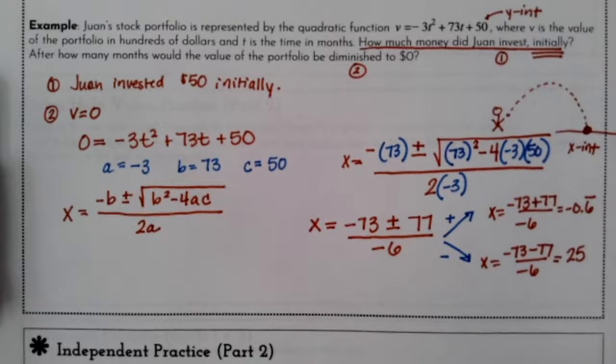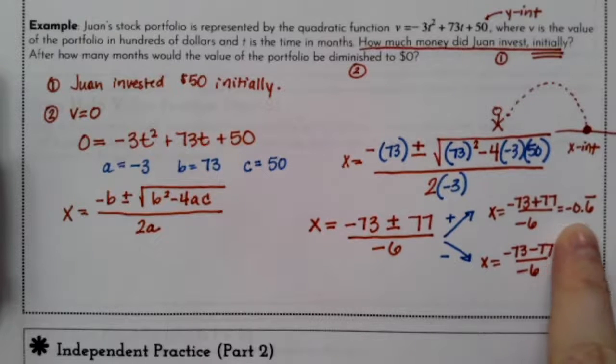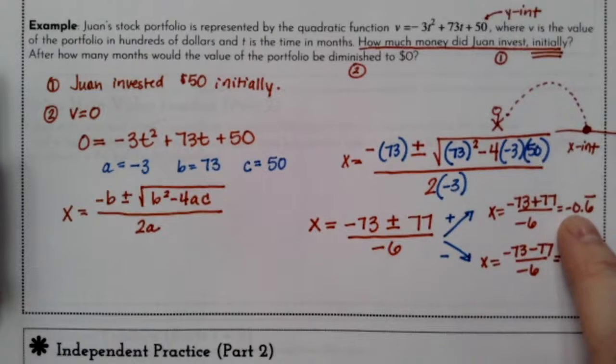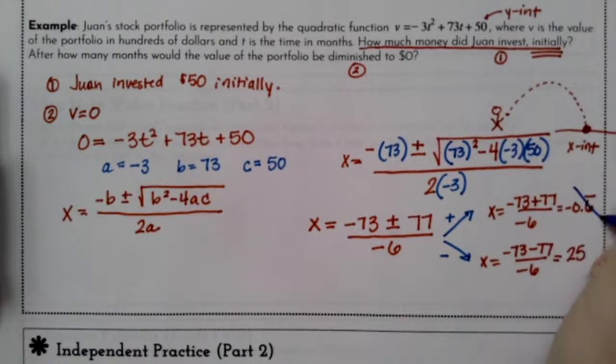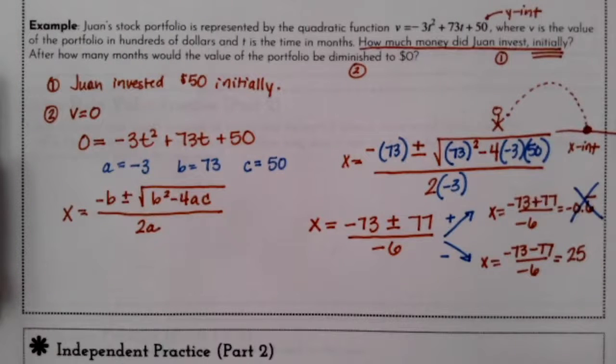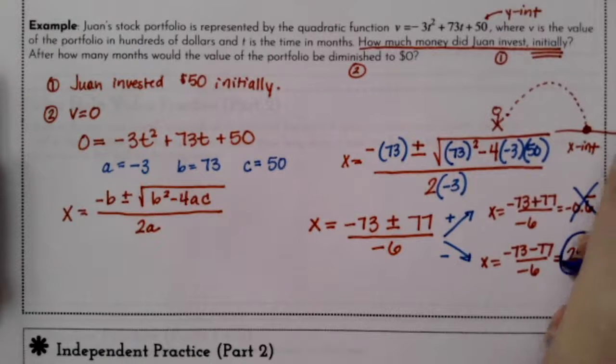But this is asking after how many months. So I look at each one and ask, does this make sense? After negative 0.6 repeating months. I hope in your head you said this does not make sense because of that negative. We cannot go back in time. So this does not make sense based on the context. Now let's check the other one. This one says after 25 months, the value would be 0. Well, that does make sense. So this is our answer.